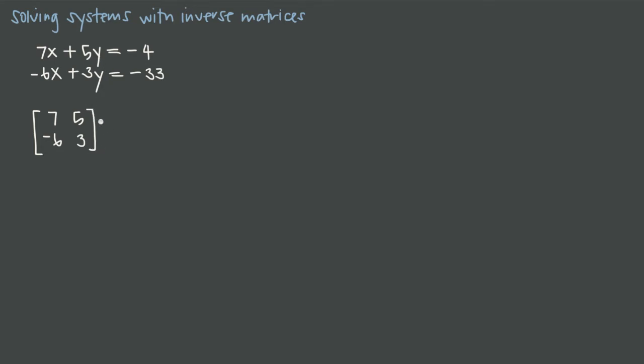This system is the same as saying this matrix gets multiplied by the vector that includes the components, which are the unknown variables x and y, and that's set equal to this solution vector, -4, -33. So these two things are saying the same thing. What we want to solve for is this vector here, xy. We want to know the value of x and the value of y.